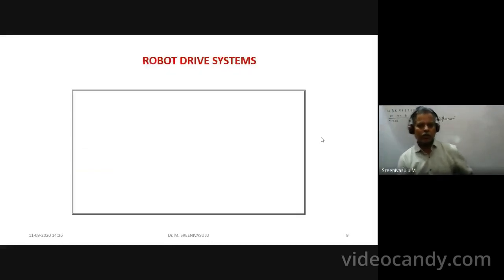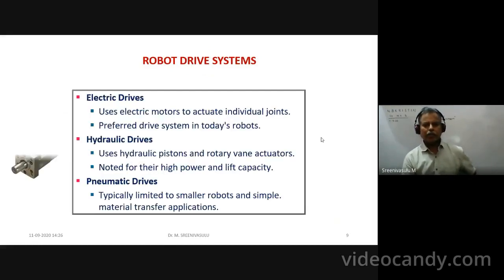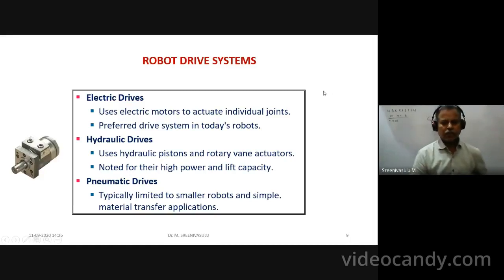Then if you go to the next kind of information, how many types of robotic drive systems are there? This point we have already seen in the earlier slides also. Electric drives, hydraulic drives, pneumatic drives. Nowadays, in the majority of situations, we recommend going ahead with electric drive systems. The basic reason is they are very clean. We will not get any major maintenance issues over there.